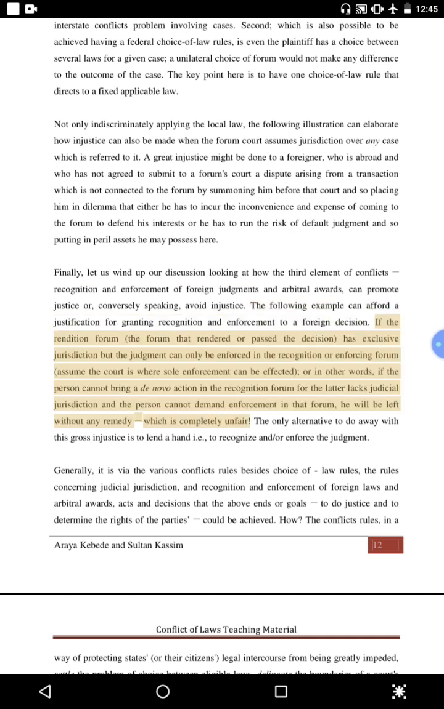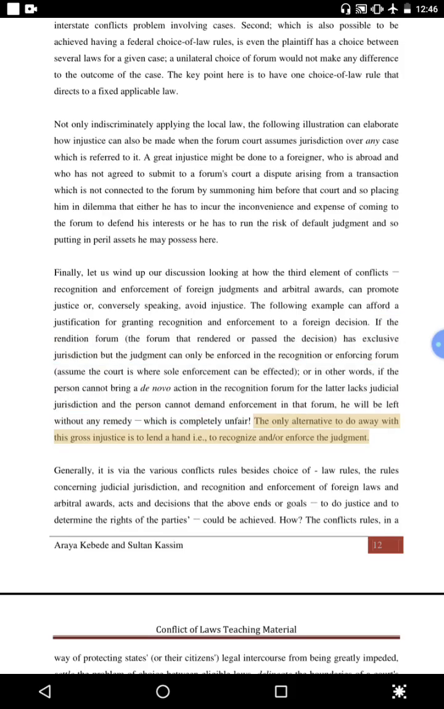If the rendition forum, the forum that rendered or passed the decision, has exclusive jurisdiction but the judgment can only be enforced in the recognition or enforcing forum, assume the court where sole enforcement can be effected, or in other words, if the person cannot bring a de novo action in the recognition forum for the latter lacks judicial jurisdiction, and the person cannot demand enforcement in that forum, he will be left without any remedy, which is completely unfair.